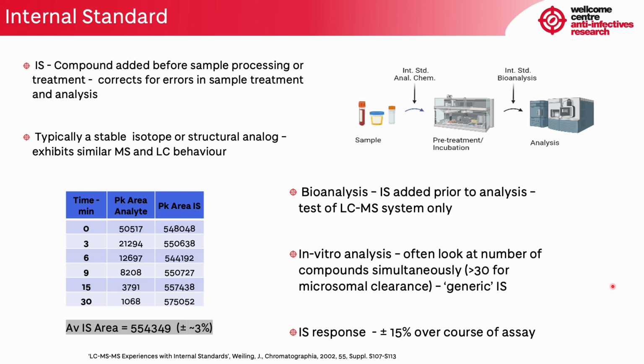So what do we look for in terms of the internal standard response? As the internal standard concentration is identical in each sample, we'd expect identical peak areas. The example in this table is from a clearance assay showing 6 time points. The average peak area for the internal standard is shown at the bottom, and all the samples are within plus or minus 3%. Generally, a tolerance of plus or minus 15% is set for each assay. If a sample is outside the 15% range, it should be discarded. Occasionally, there's a gradual decline in internal standard response, and this can indicate problems with the mass spectrometer.